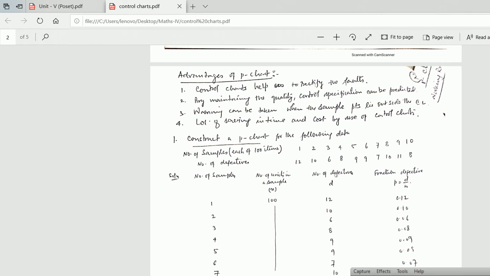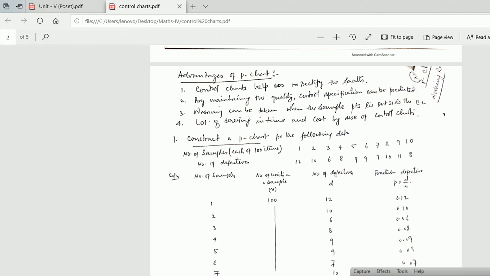Suppose the number of samples, this is sample 1, it has 100 items. So these are the samples 1, 2, 3, 4 up to 10. The number of defectives: in sample 1 there are 12 defective items, in sample 2 there are 10, in sample 3 there are 6 defective items, then 4, 8, 5, 9.